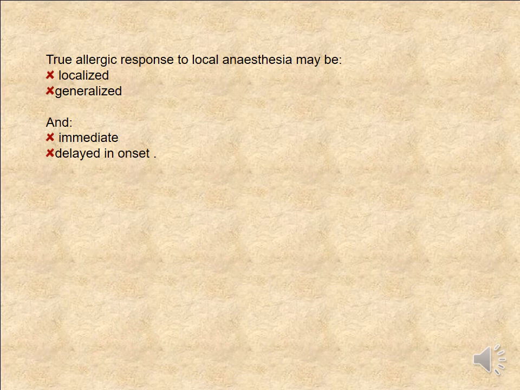We have two classifications for the allergic reaction. The true allergic response to local anesthesia may be localized, where only the area that was given the local anesthetic solution has an allergic reaction, or generalized, where the whole body can be affected. Another classification is either at the time of operation, an immediate complication, or after 2 to 3 days or more, called delayed in onset.